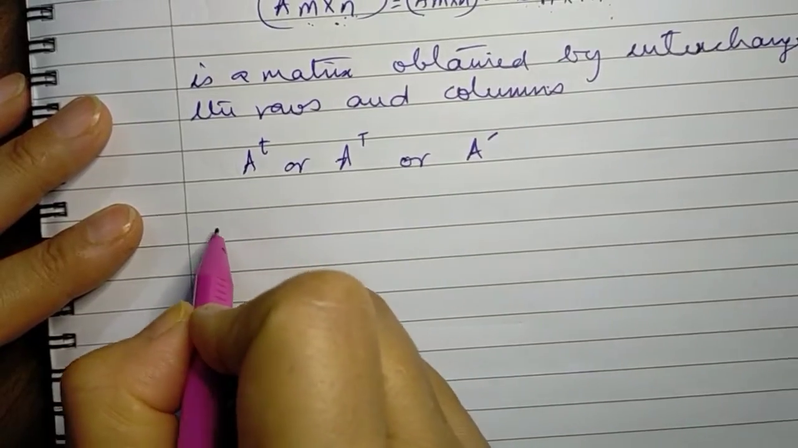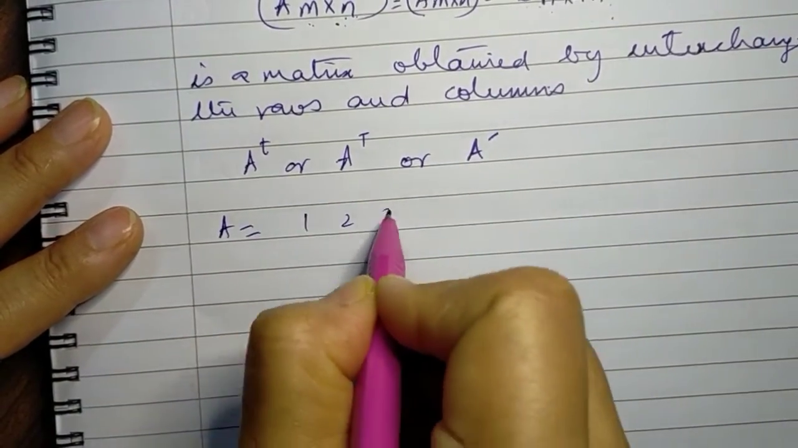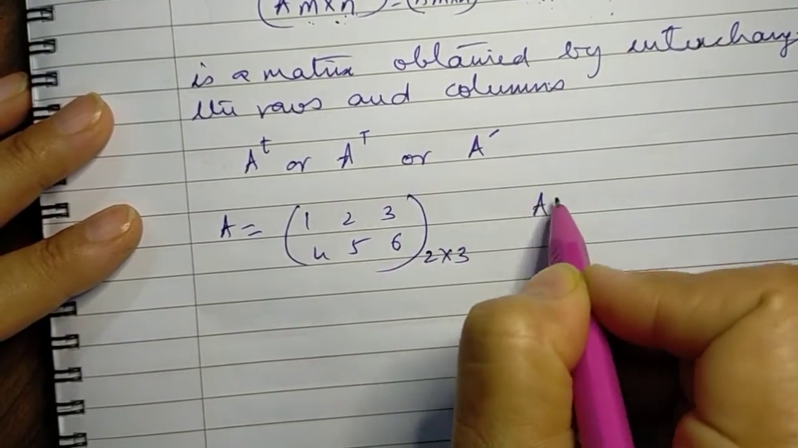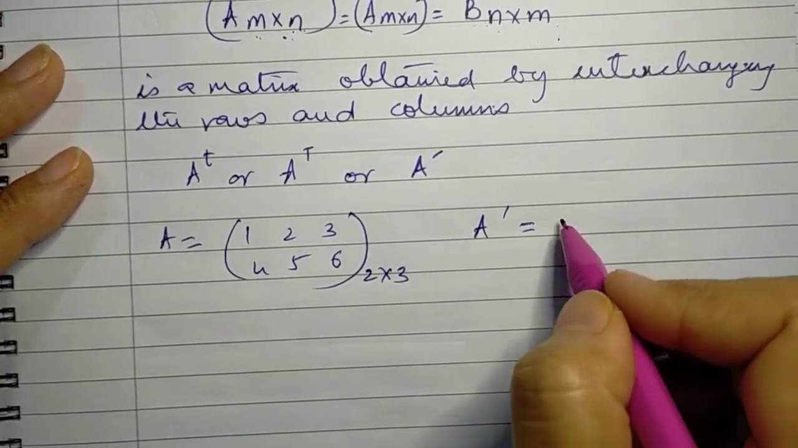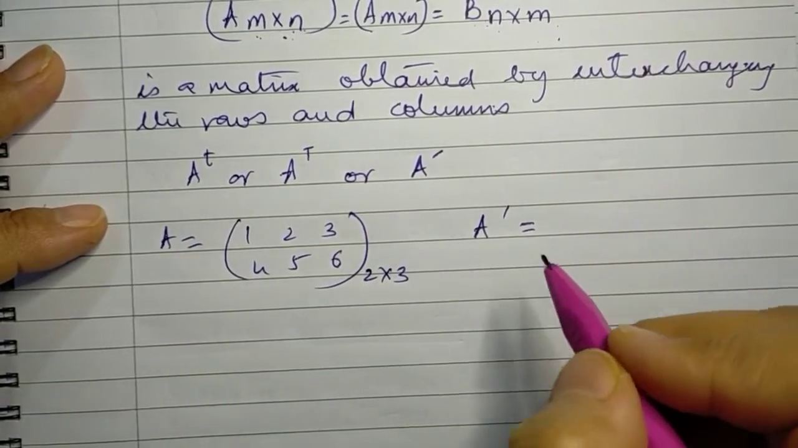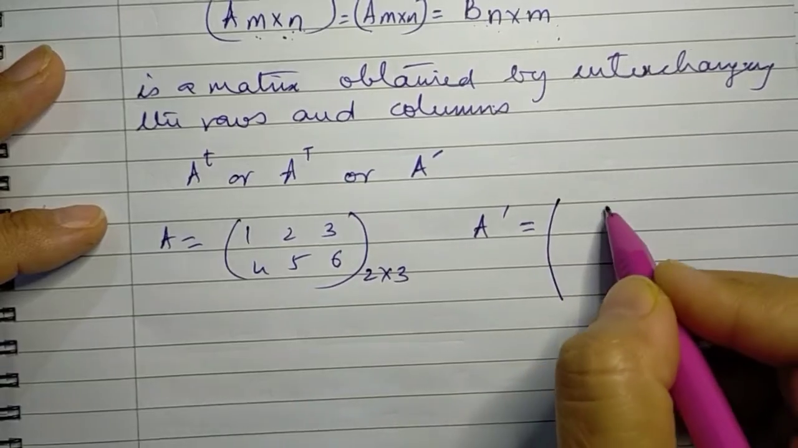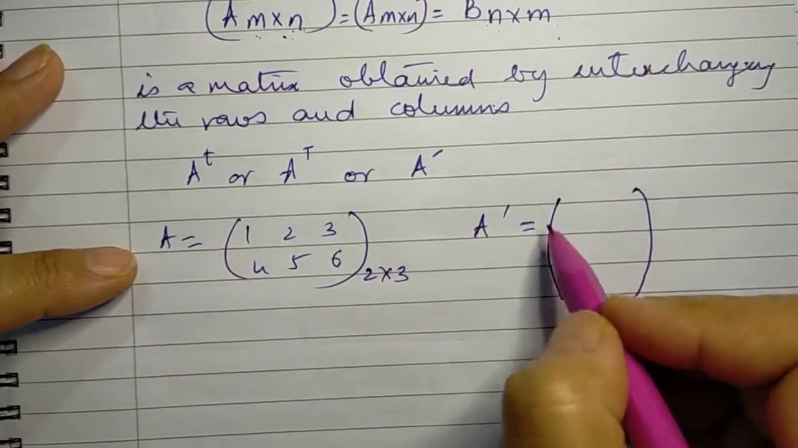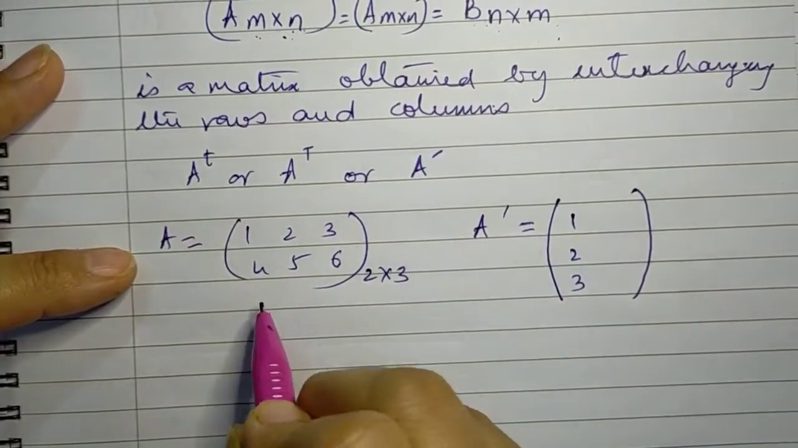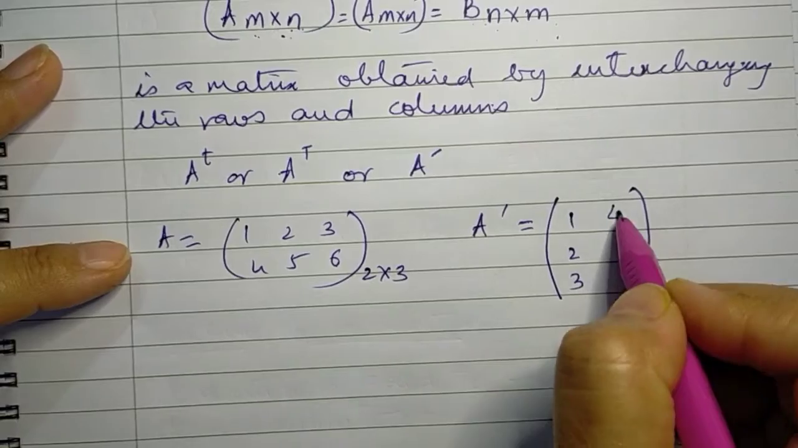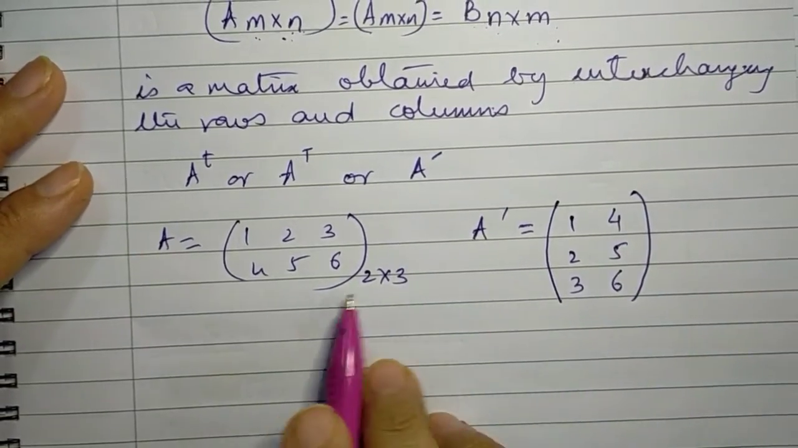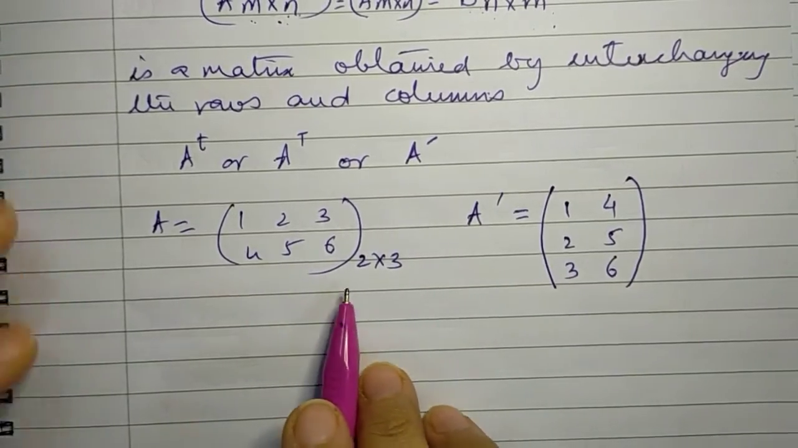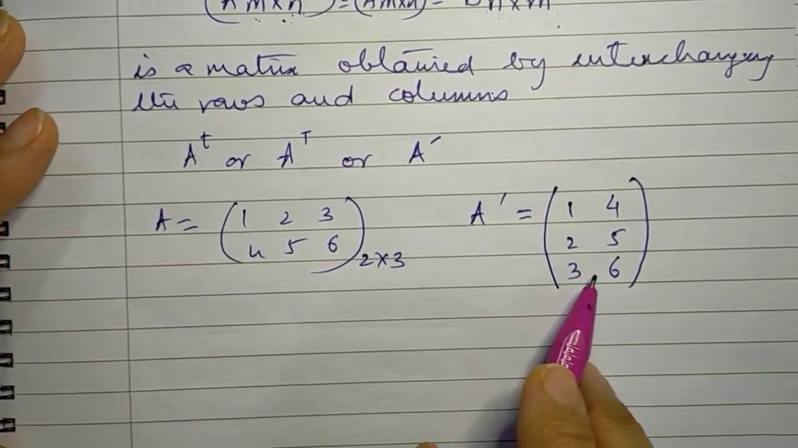So let's just quickly take a simple example. Suppose I have a matrix A as 1, 2, 3, 4, 5, 6, which is a 2 by 3 matrix. So A transpose would be a 3 by 2 matrix, means we'll have 3 rows and 2 columns. So it will be, now the first row becomes the first column, that is 1, 2, 3. The second row becomes the second column, that is 4, 5, 6. So it's simply obtained by swapping the rows and columns or interchanging the rows and columns.